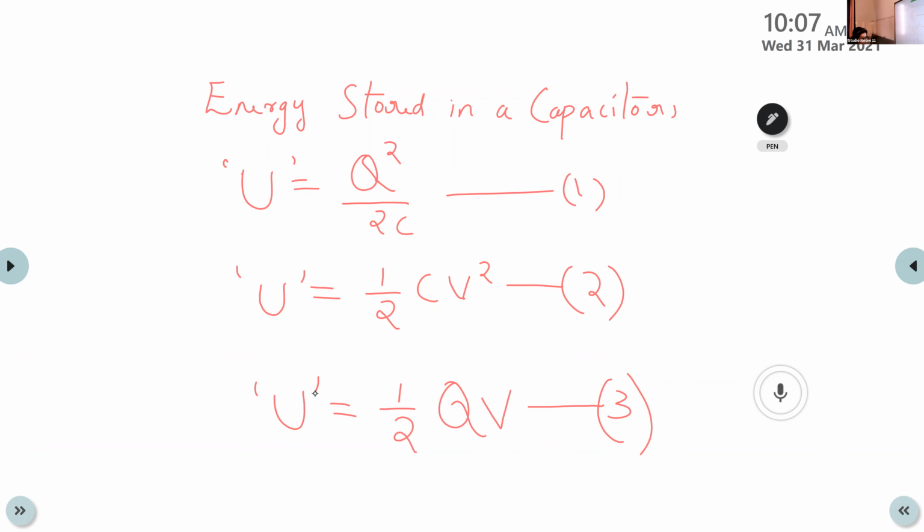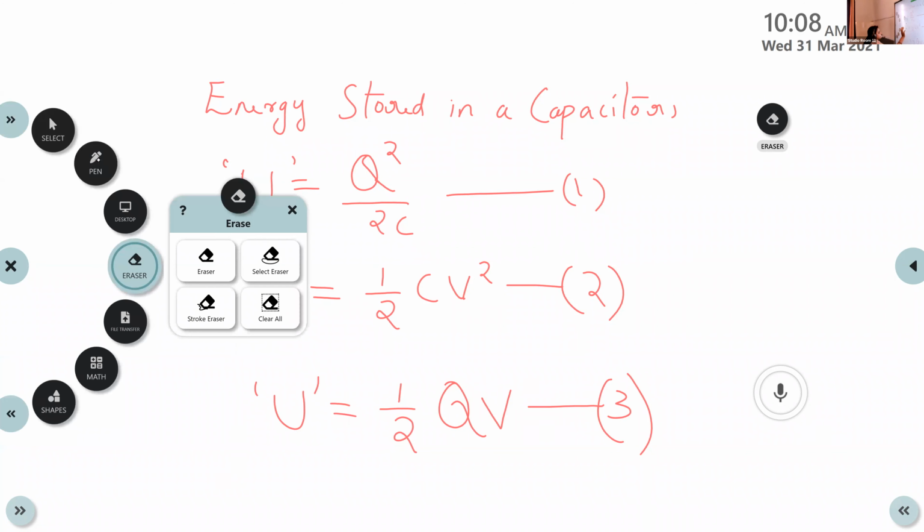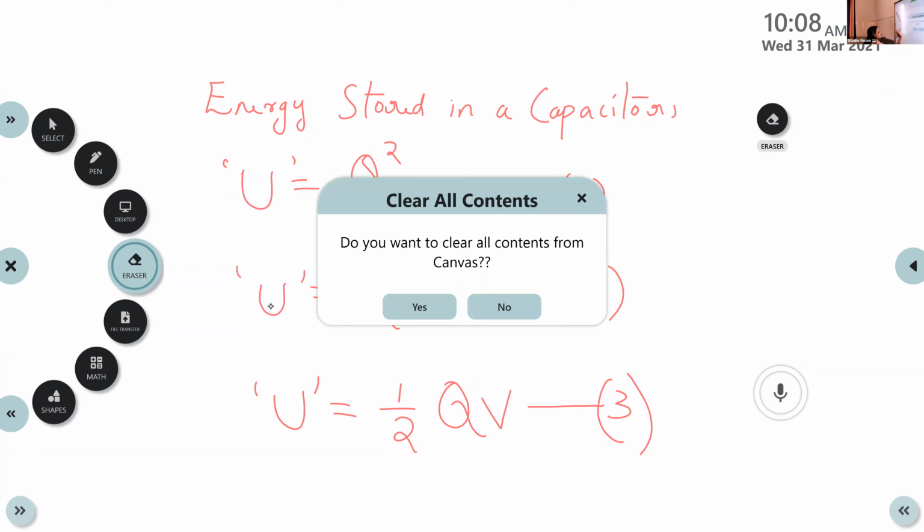And one more small topic came under this energy stored in a capacitor, that is energy density. All of you finish this? Can I rub the board? Okay. Write the next subheading, energy density.